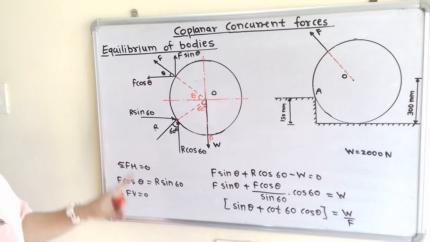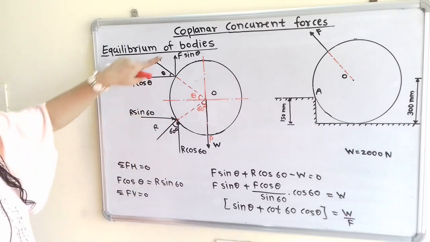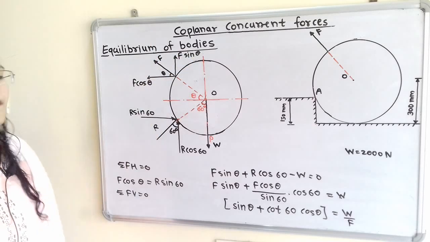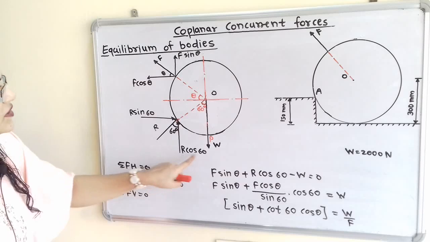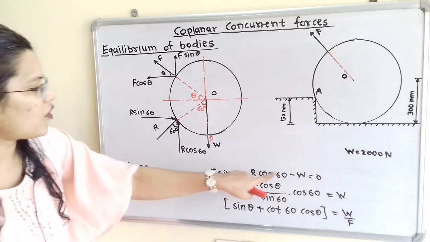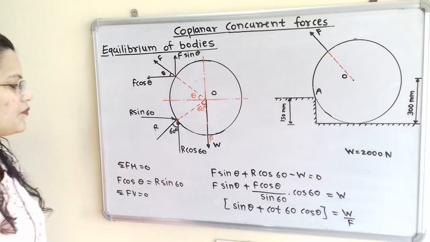And in the same way, summation of all vertical forces is equal to 0. Now here the direction is upward, so plus F sin theta, then R cos 60 also has the upward direction, so plus R cos 60, and here is minus W is equal to 0.